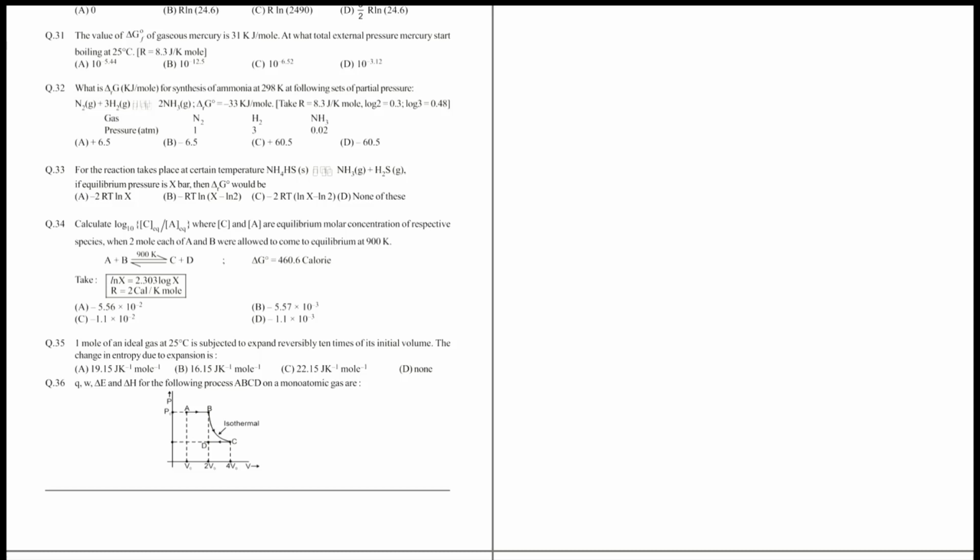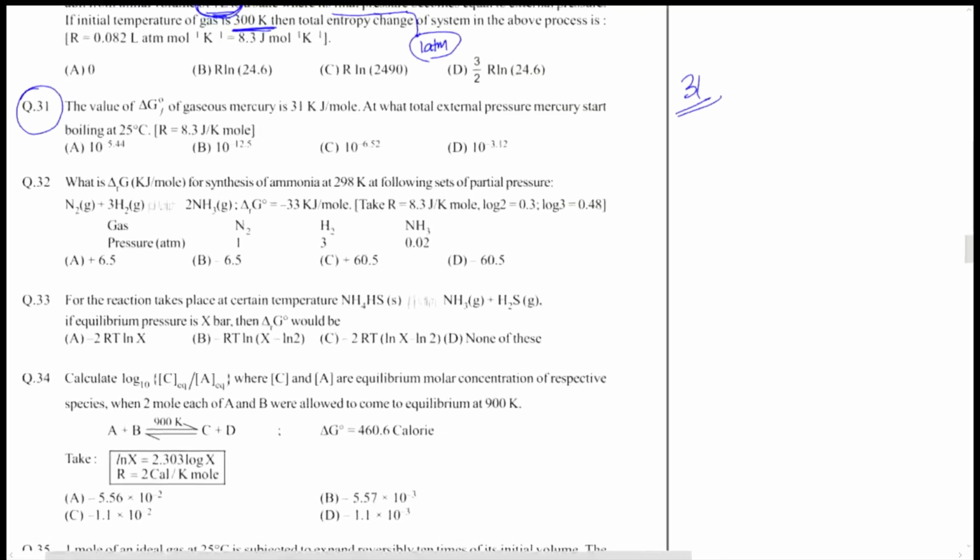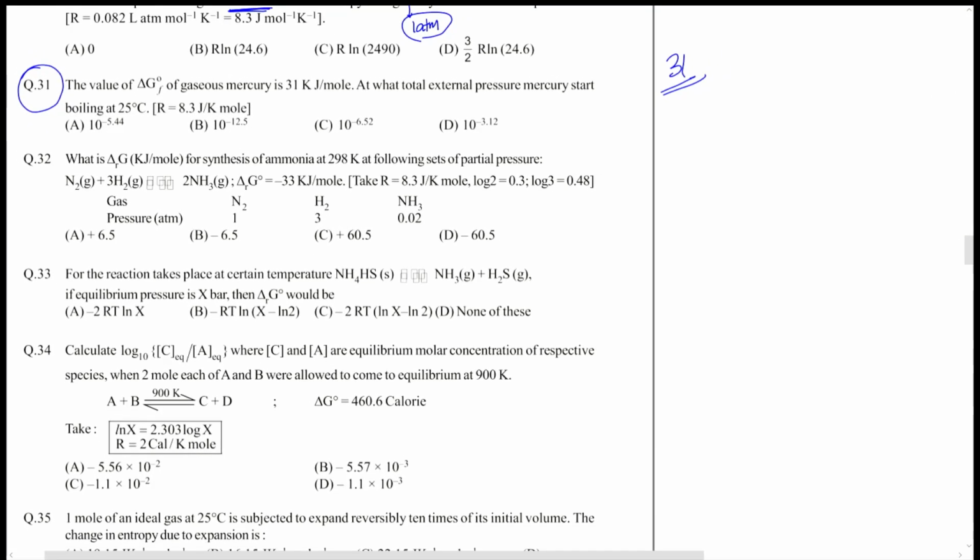This is the video solution of questions from 31 to 40. The first question that is a doubt is question 31. It says the value of delta GF of mercury, of gaseous mercury.